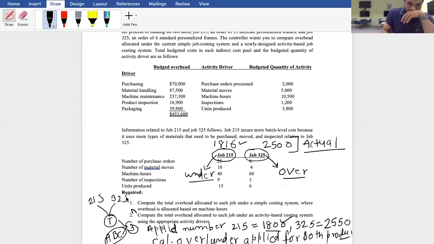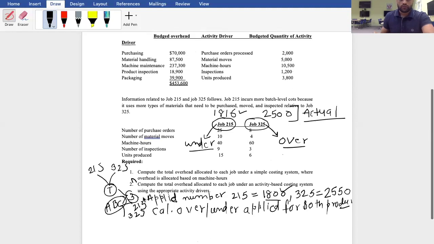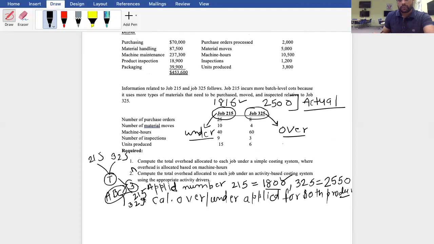Remember, it's just an example. You have two jobs, but in your assignments, you could have two jobs, three jobs, two products, three products. It depends, right? And for ABC, of course, I will also give you two applied numbers for job 215 and job 325. So what do you have to do? You have to calculate over or under applied using traditional costing and over or under applied for activity-based costing, right?